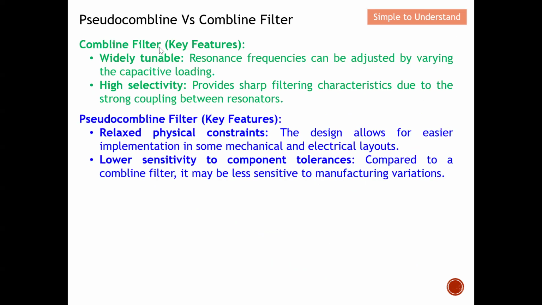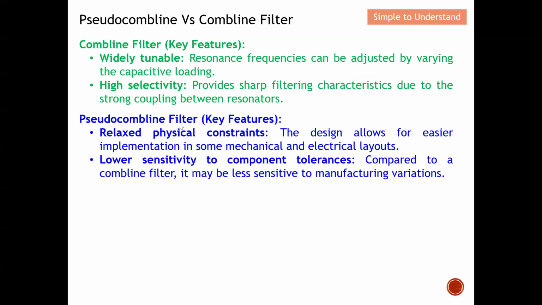Next, the combline is widely tunable. The resonant frequency can be adjusted by varying the capacitive loading, so we can control it by the capacitive loading. The combline filter is very highly selective. Actually, the pseudo-combline filter is also highly selective. On the last slides, I will show a frequency response of the design of the pseudo-combline filter. They are actually all quite highly selective on the upper side. So they provide very sharp filtering characteristics due to the strong coupling between resonators.